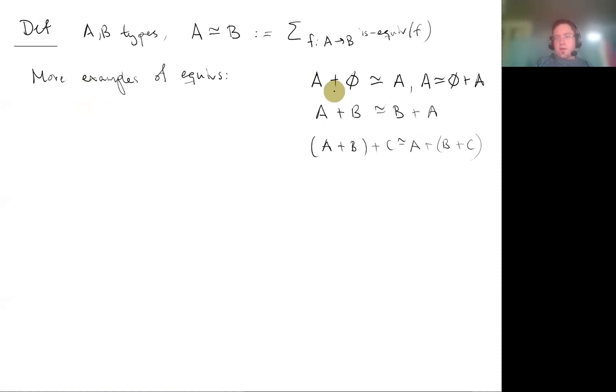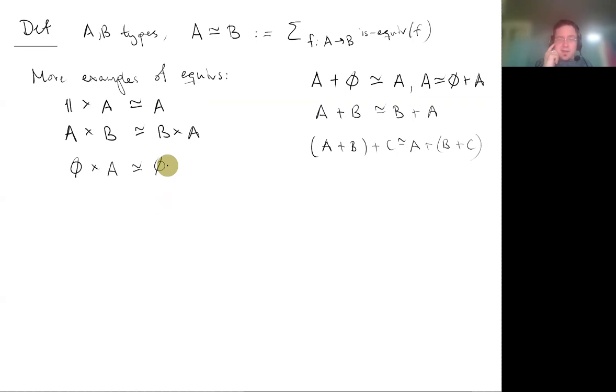So that's some with plus. You could also do some with times. So take the unit type and the product with A. Well, it's a pair of an element of the unit type and an element of A, so that just amounts to an element of A. You can do that on the other side as well. We also provide an equivalence from A times B to B times A, rearranging the elements in a pair. Another one you could do is take the product with the empty type, and that's going to be equivalent to the empty type.